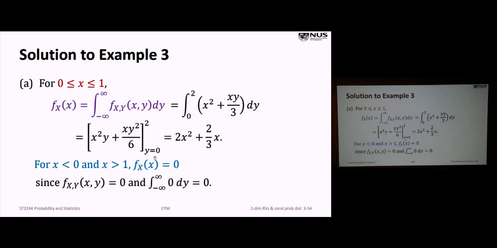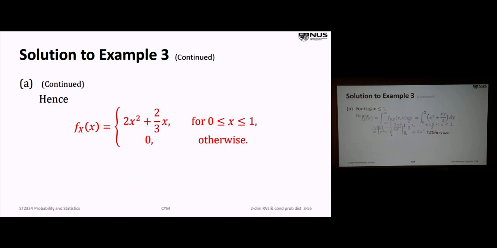And so when I evaluate it, at y equal to 0 it is 0. When y is equal to 2, I'll get x squared times 2, and I get 2x over 6 times 4. So that's 2 over 3 times x, sorry. So of course, if x is outside the range, I get 0. Okay, so that's my marginal for x. If you want to formalize it, that's how it looks. Okay, that's basically our calculation.